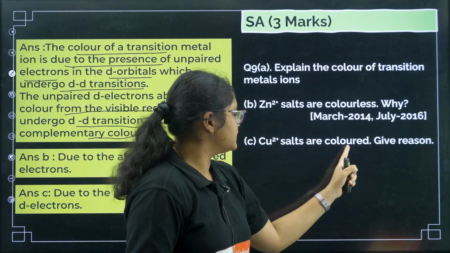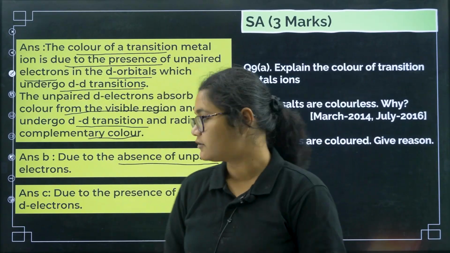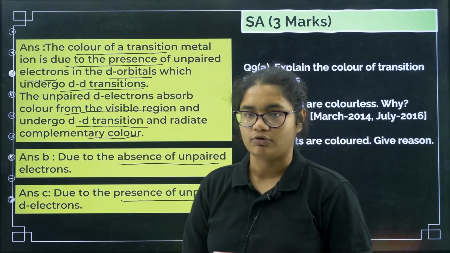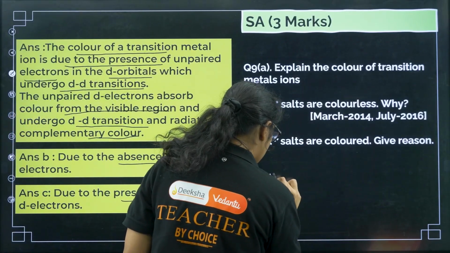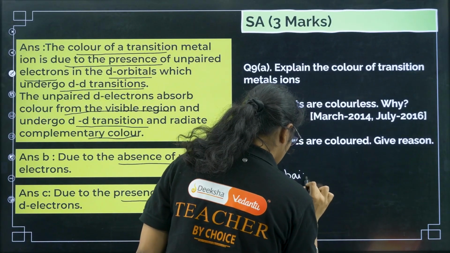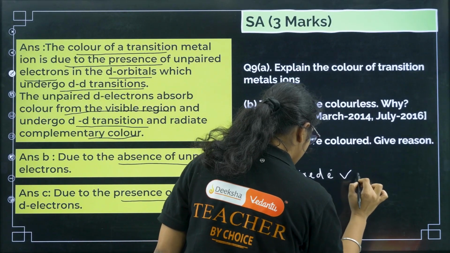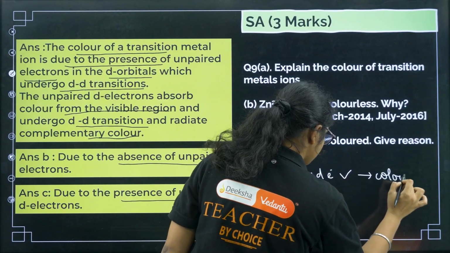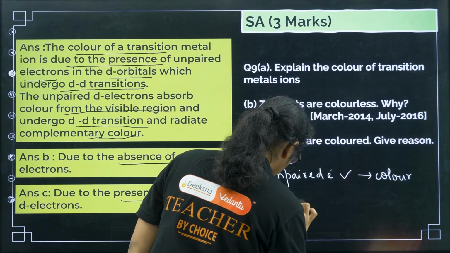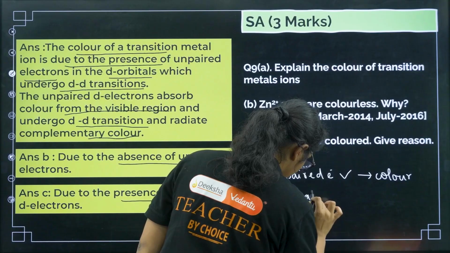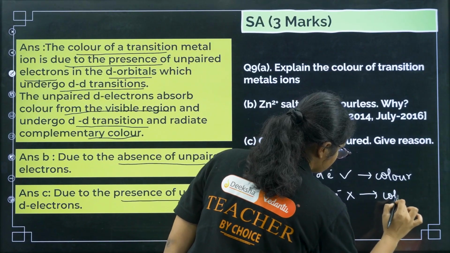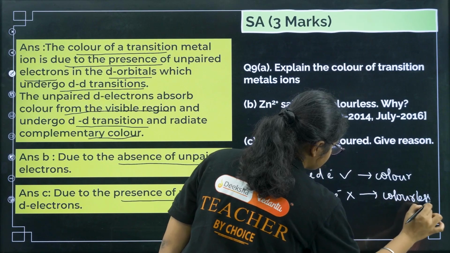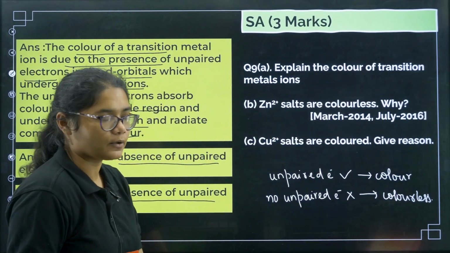Next, copper 2+ salts are colored, that is because of the presence of unpaired electron. So remember this one, if unpaired electrons are there, then it will be colorful. If no unpaired electrons are there, then it is colorless, or sometimes it can be asked as white color also.